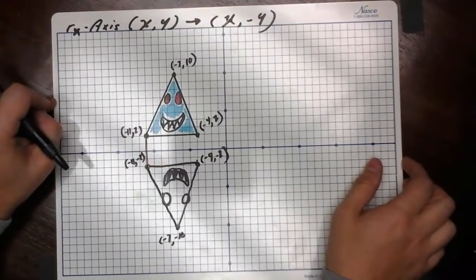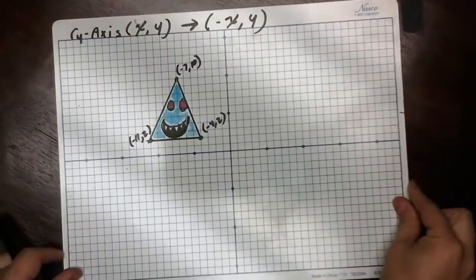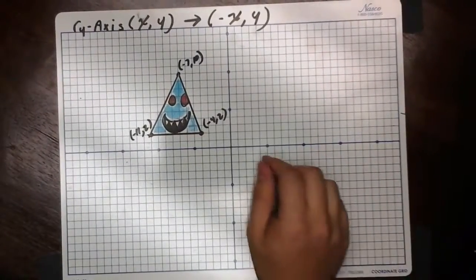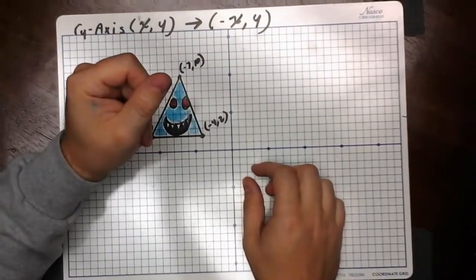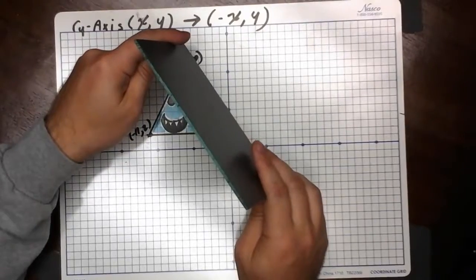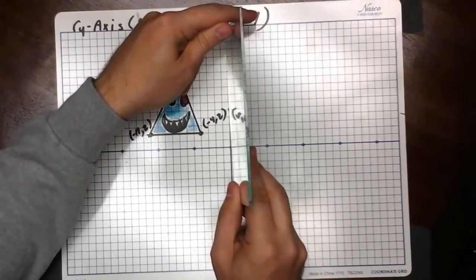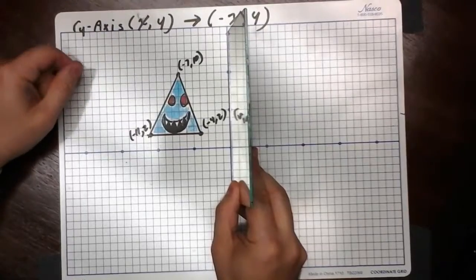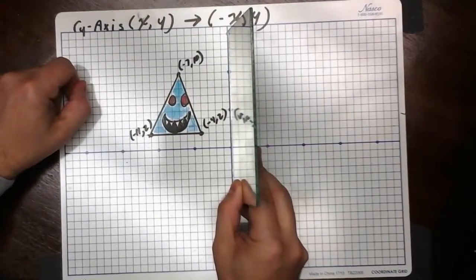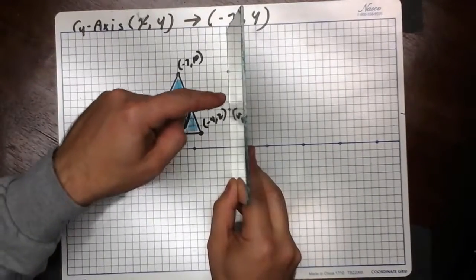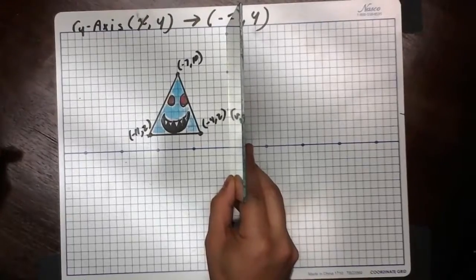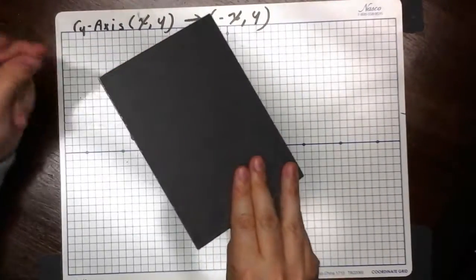Okay, let's take a look at reflection over the y-axis. Where's that mirror? Here it is. Okay, so now let's take a look at this again. This time I'm reflecting over the y-axis. Okay, and hopefully the camera's picking that up. So it's going to end up over there on the other side of the y-axis. So let's get rid of this.